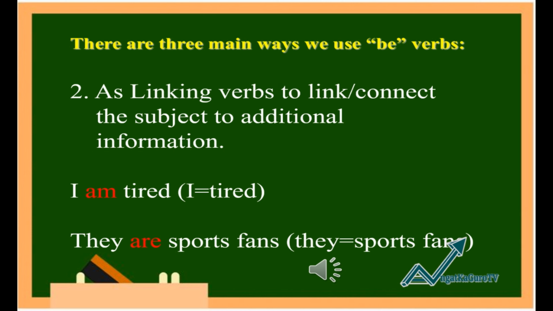We can also use be verbs as linking verbs. This is to link or connect the subject to additional information. Example: I am tired. The linking verb here is am. It connects or links I to additional information, tired.